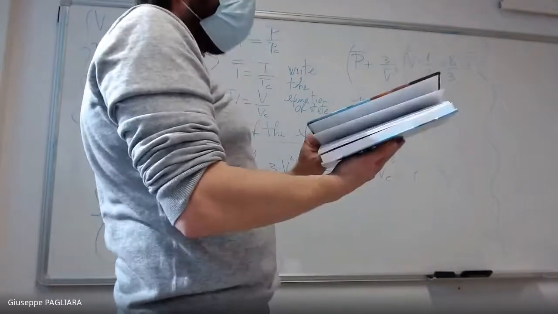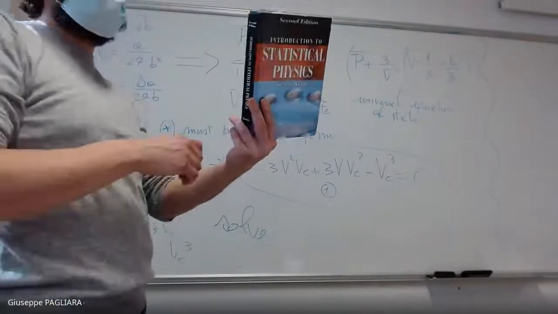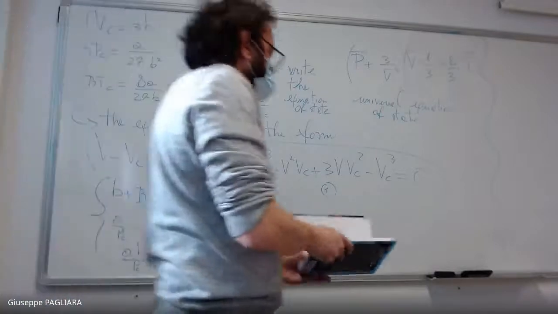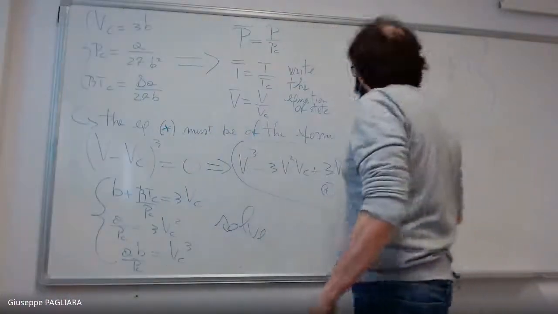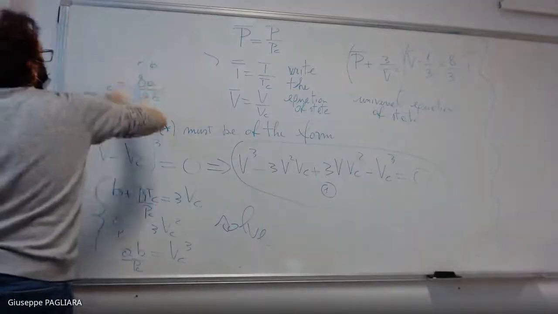By the way, this is a book of Wang. There are copies in the library, okay, if you want to have a look at this. Now I show you the plot of this, or the consequence of this universality.